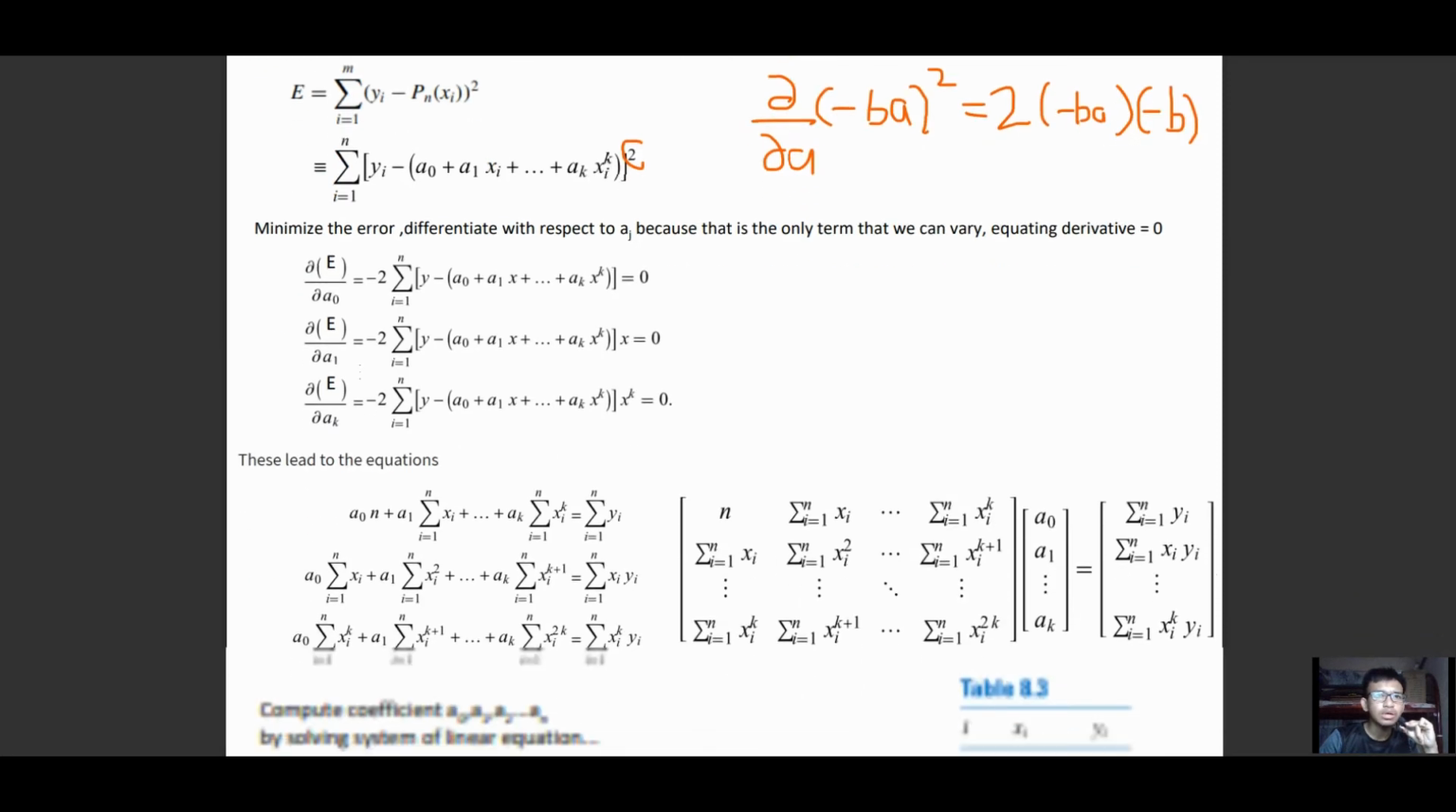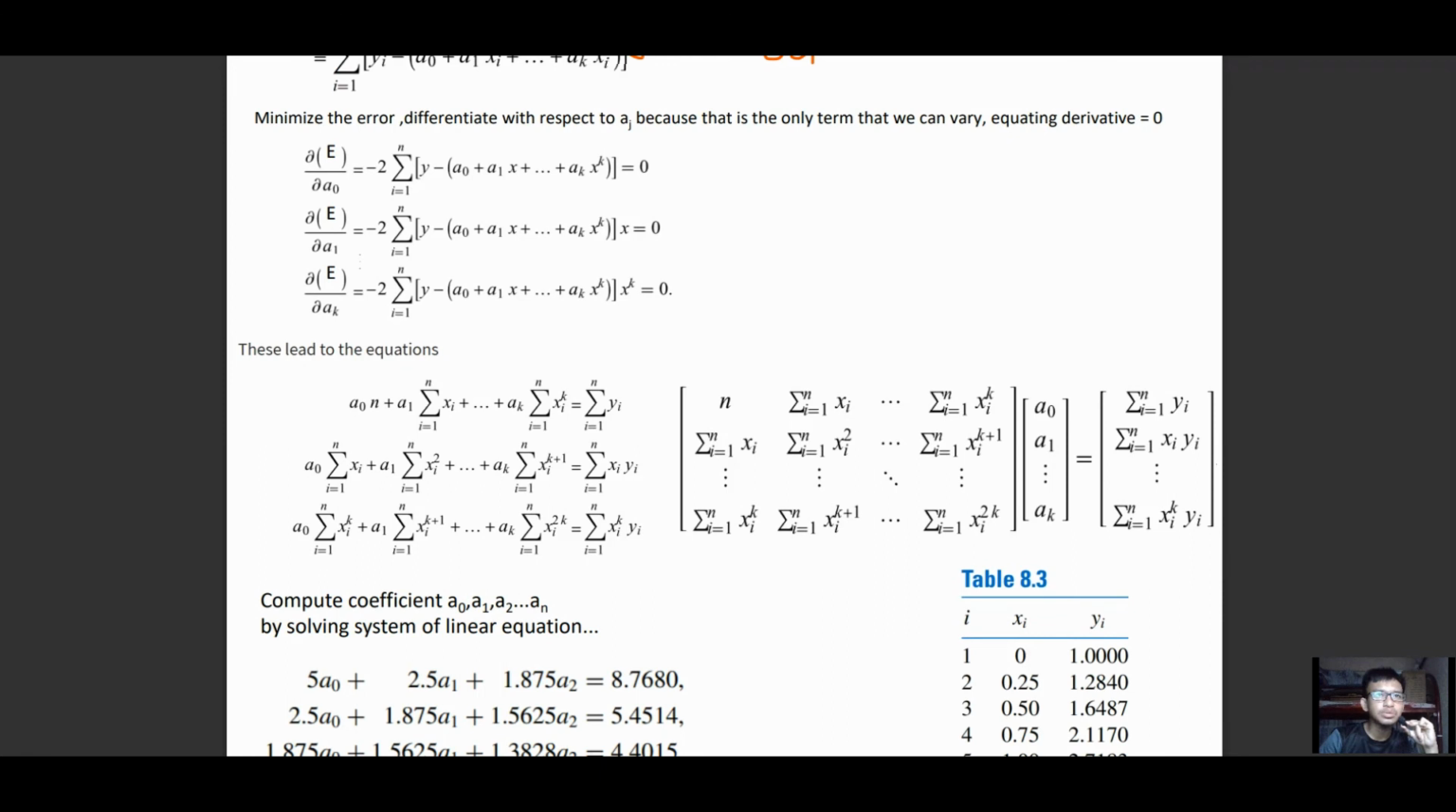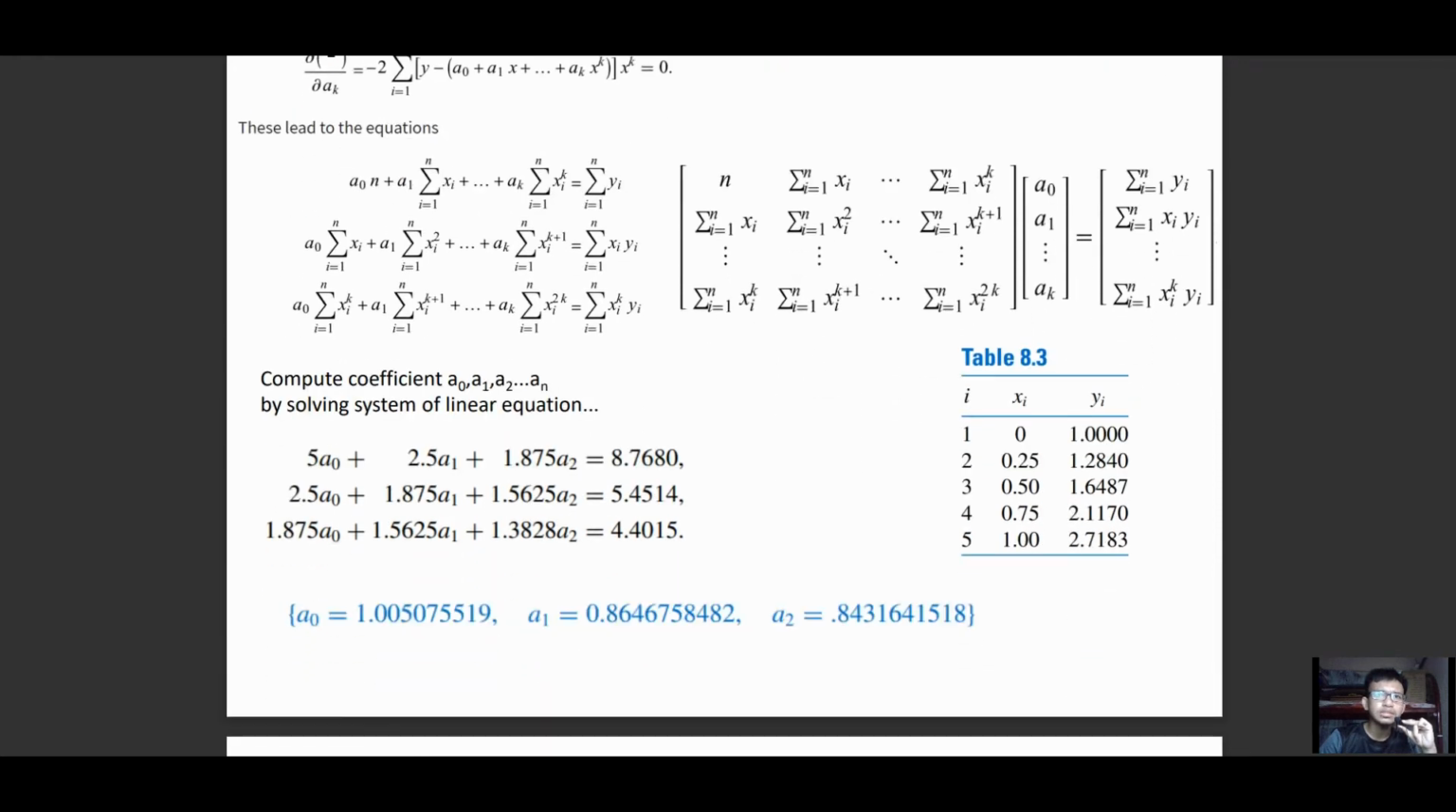Okay, and then after that, this leads to this equation, and this is what we want. This can be solved using matrices, or what we call a system of linear equations. So we can use whatever method that we have learned before, which are Gaussian elimination or Gauss-Jordan elimination, and also maybe LU factorization, and any method that we know.